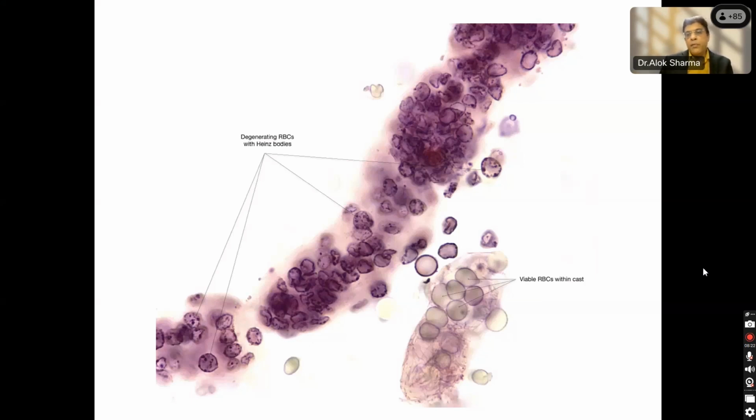You can also have RBCs which are embedded in other casts. There can be a cast composed solely of RBCs. So you can have mixed casts, RBC casts, WBC casts. And with practice, you can identify them even on an unstained section. And if you're not sure about it, there are various stains by which you can go ahead and stain them and try to identify the cellular components in greater detail.